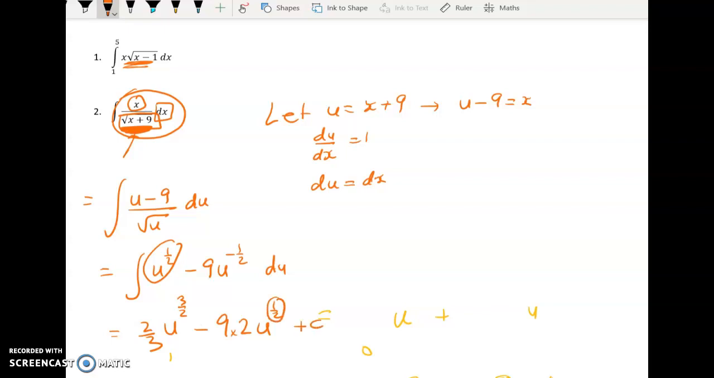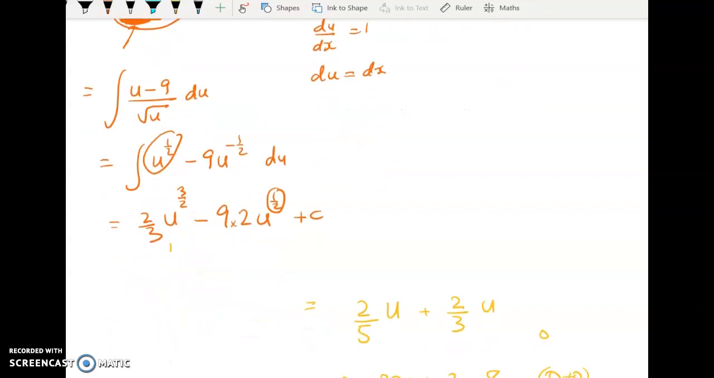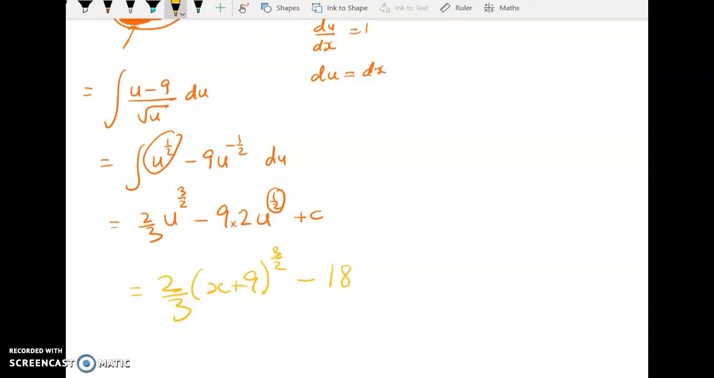If you're watching and you're feeling like you need some more practice at this, we can have a look in the old Delta book for some integration revision. Now, what does it leave me with? Well, I've got 2/3 times x plus 9 to the 3 over 2 minus 18 times x plus 9 to the power of 1/2 plus c. Okay, that'll do for now.